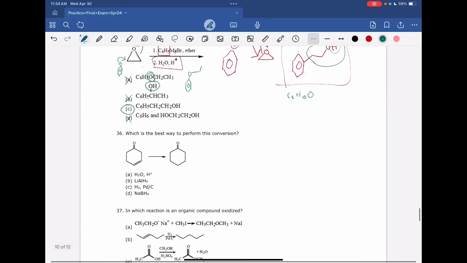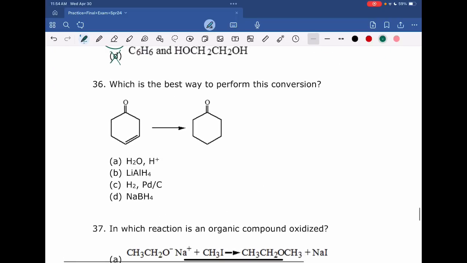Okay, 36. Okay, how do you go from a double bond to a single bond without messing up the carbonyl? Water and acid is not going to do it. Lithium aluminum hydride is a reducing agent, but it won't reduce this, and it will mess up with the carbonyl. So it's not B.